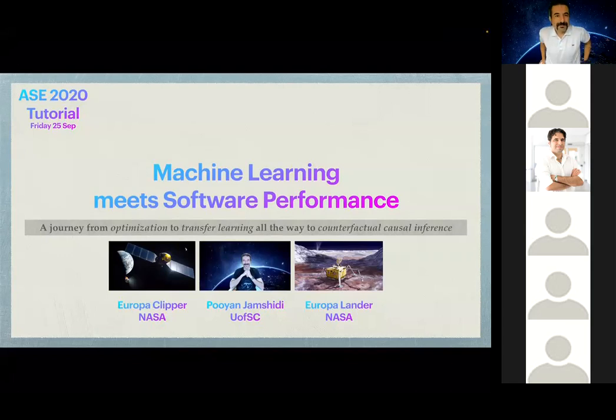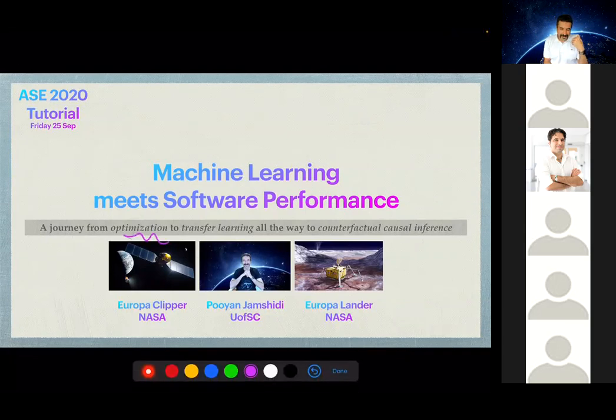Okay, hello everybody. Thanks for joining today to this tutorial about machine learning with software performance. My name is Puyan Jamshidi. I'm assistant professor at the University of South Carolina, and I'm delighted and honored to be with you today discussing some exciting topic on optimization, on transfer learning, and more recently about some counterfactual causal reasoning related to performance.